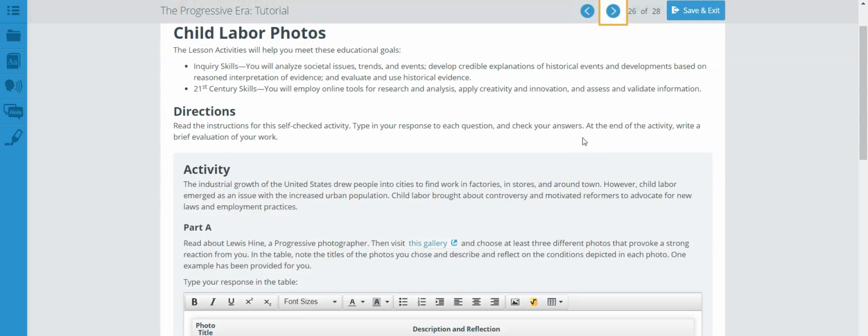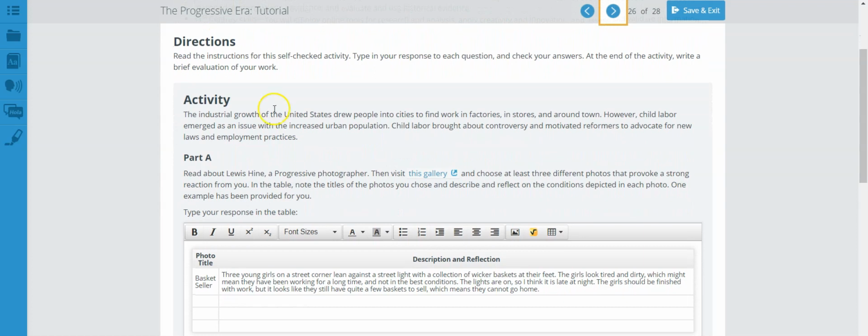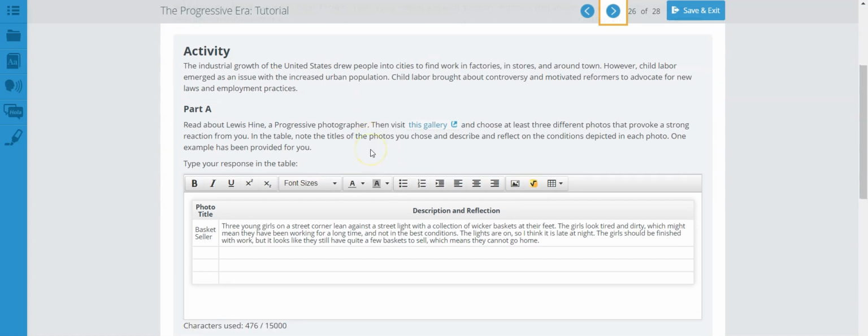We are now on page 26 of the Progressive Era tutorial, and this is about child labor photos. Let's read the directions so we'll know exactly what to do here. Read the instruction for the check activity, type in response to each question, and check your answers. At the end of the activity, write a brief evaluation of your work.